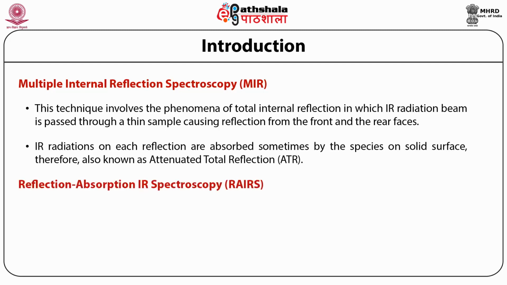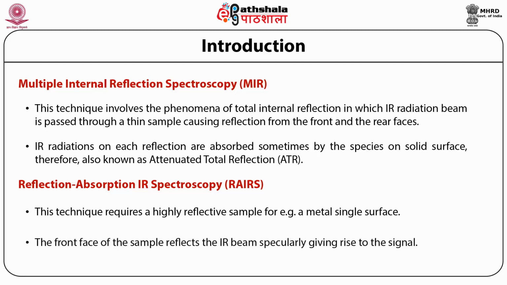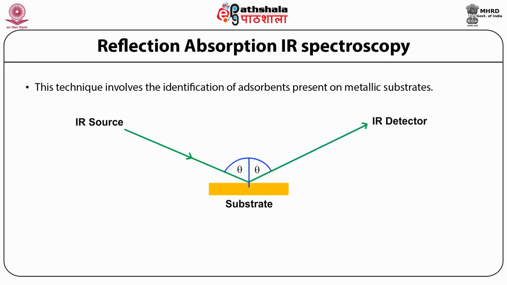Reflection absorption IR spectroscopy is also known as RAIRS. This technique requires a highly reflective sample, for example, a metal single crystal surface. The front face of the sample reflects the IR beam specularly, giving rise to the signal. This slide explains reflection absorbance IR spectroscopy. This technique involves the identification of adsorbates present on metallic substrates.